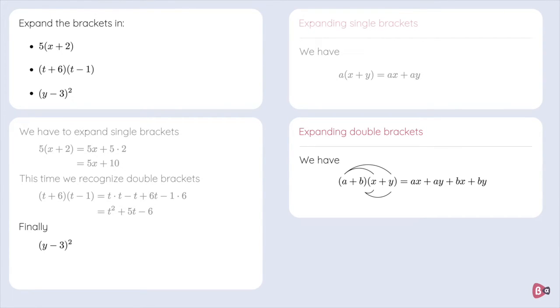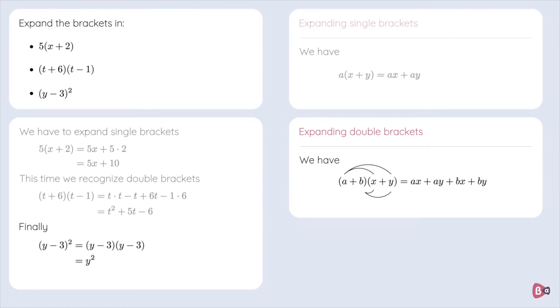Finally, let's calculate y minus 3 squared. Notice that y minus 3 squared is y minus 3 times y minus 3. So we are expanding double brackets. As before, we multiply all the terms inside the brackets with all the other terms.